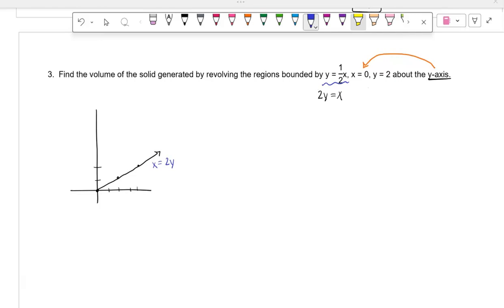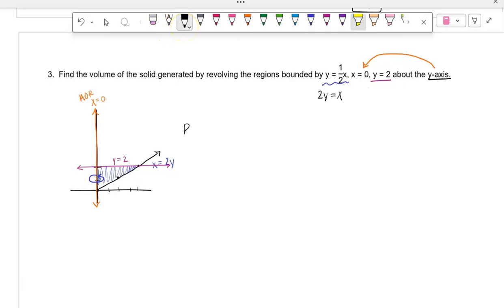Because we're going to be revolving around the y-axis, which is right here, and that is going to be the line x equals 0. That happens to be my axis of revolution. And then the other line that we have to draw is y equals 2. So I'm going to go up to 2, and I'm just going to draw a line going through that. So you've got the line y equals 2. So this right here is our graph, and we are going to take this region bounded by all of this, and we are revolving it around the y-axis.